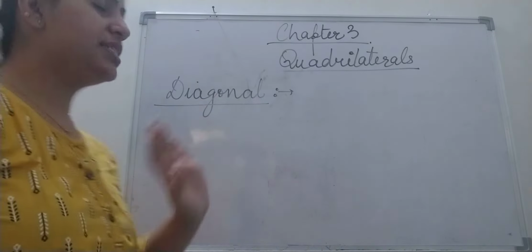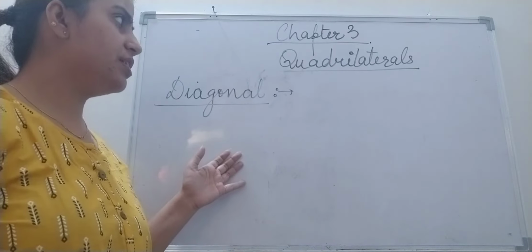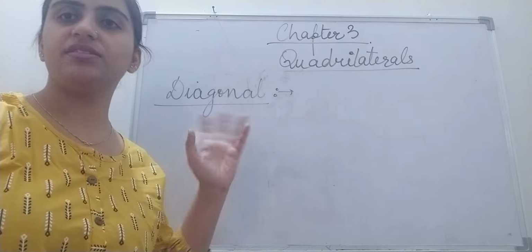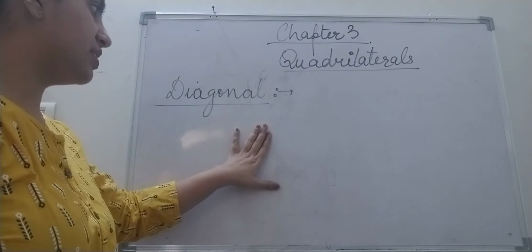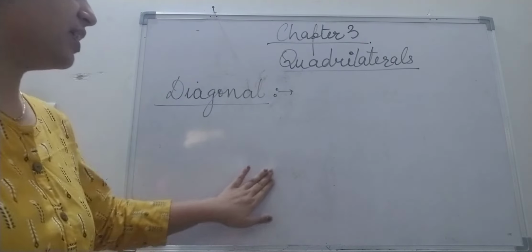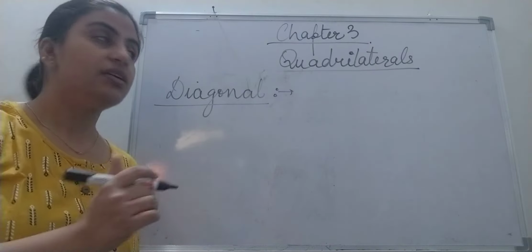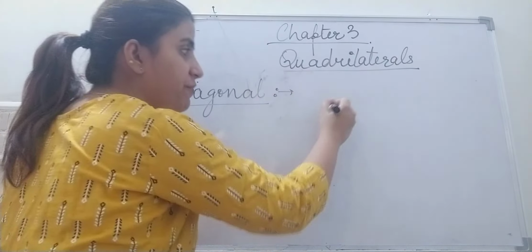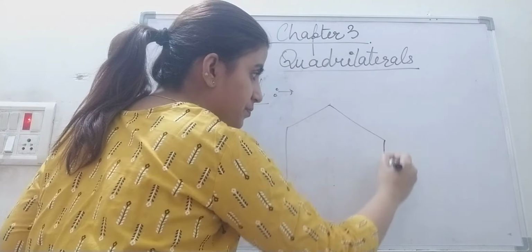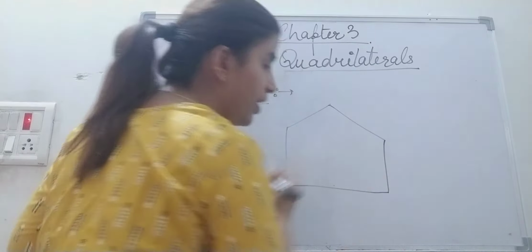Now the next term is diagonal. Diagonal is very easy. Since childhood we are studying diagonals, so why is ma'am teaching diagonals? Okay, there is a basic regarding diagonals. So what is a diagonal? If I say there is any figure, for example this, I have to find the diagonals.